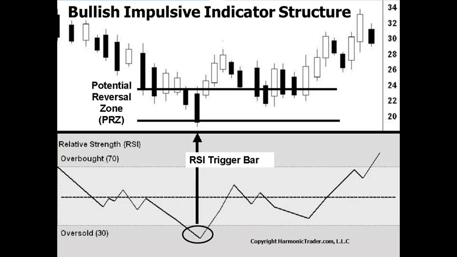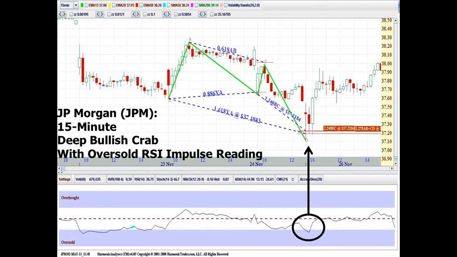Looking at this illustration of a bullish impulsive indicator structure, we typically will see price action that tests the entire potential reversal zone at the same time or slightly before the pattern is completed. Now, the price bar that takes the reading out of the zone is called the RSI trigger bar.